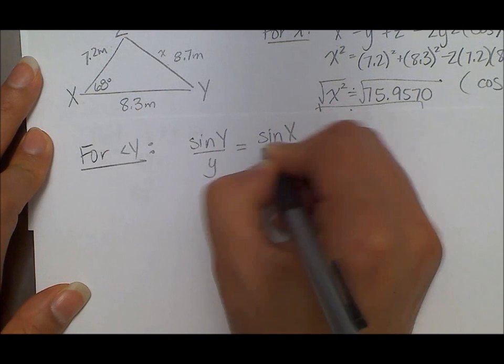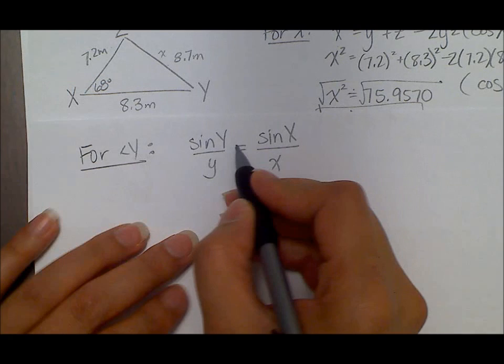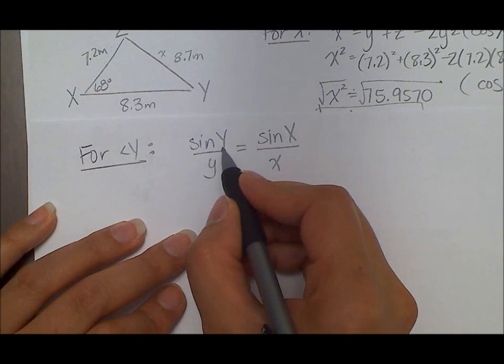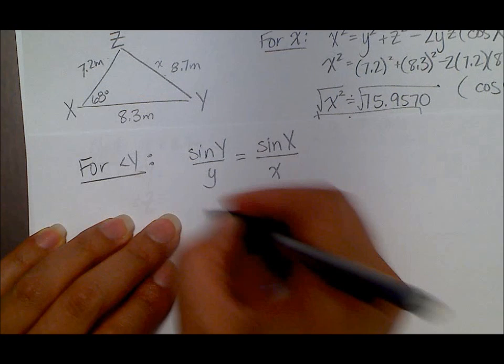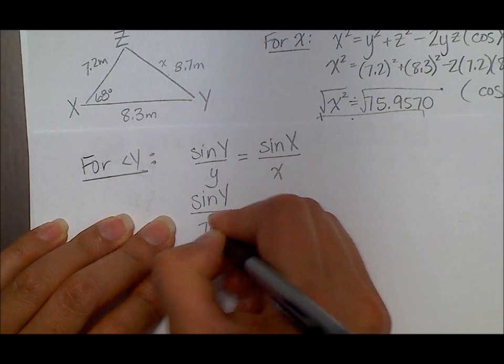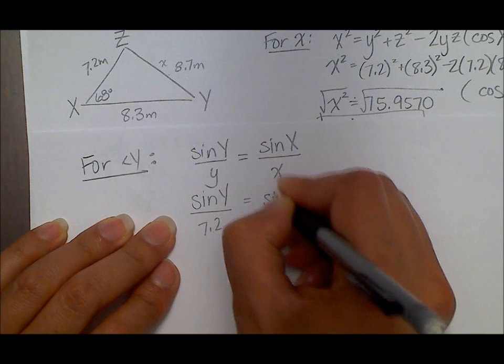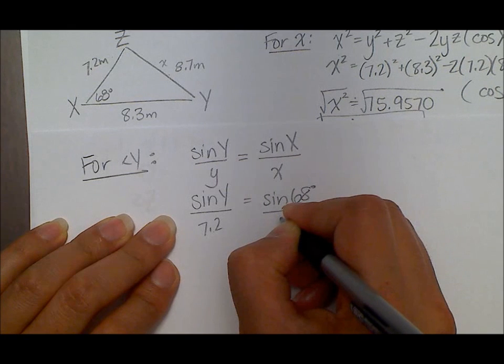And then from here you're just going to substitute in your information and try to solve for angle y. Ideally what you want to try to do is put the variable that you're solving for in the numerator. It just makes your work a little bit easier. So sine of angle y over 7.2 equals sine of 68 degrees over 8.7. That's the value that we just solved for.